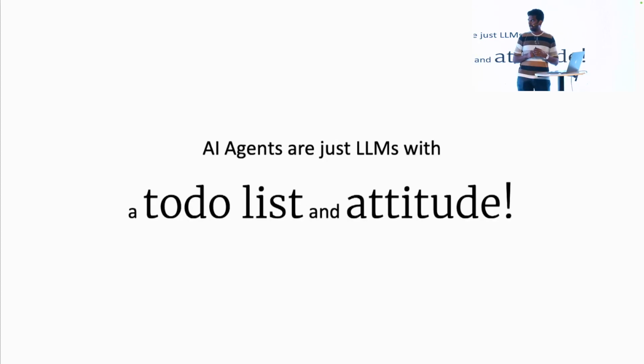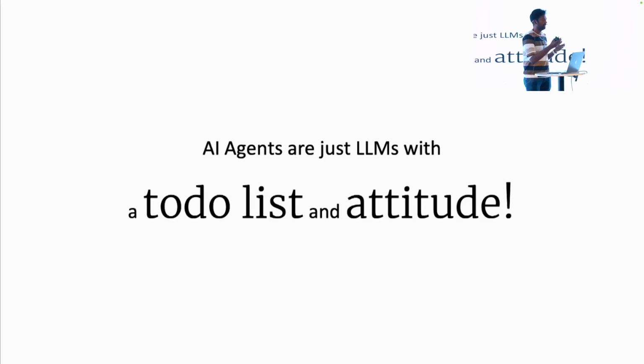So AI agents are just LLMs with a to-do list and attitude. That's how I put it. Of course, this is not a bookish or technical definition, but this is how I see it after working with them for so long. What I mean by that.